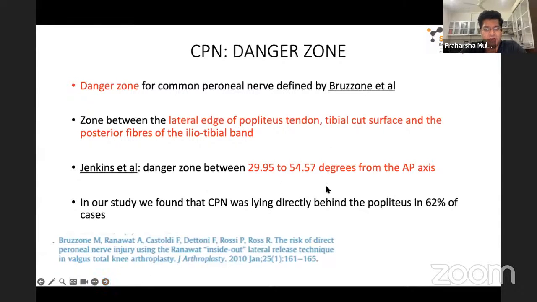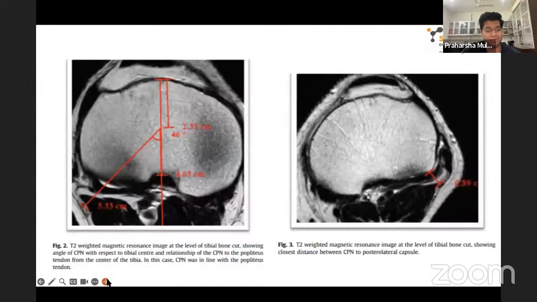So obviously we're not going to measure it in degrees in all these patients. So most cases, you can see in our study, we found that the common peroneal is lying right behind the popliteus on the tibial side. So you have to be careful in that area. This is just to show you that picture.